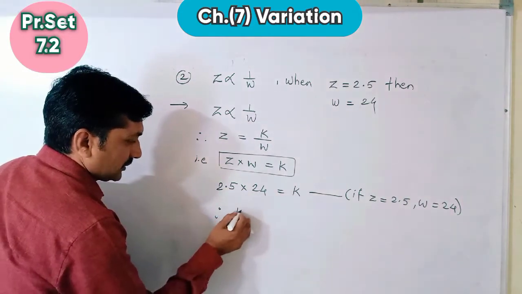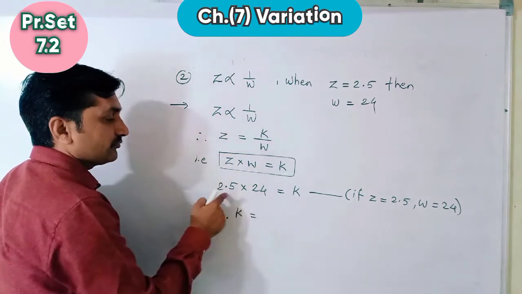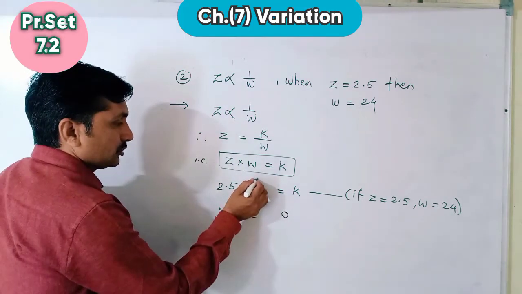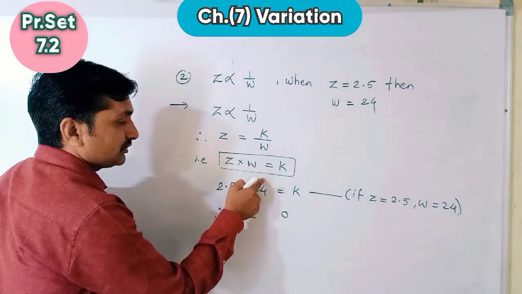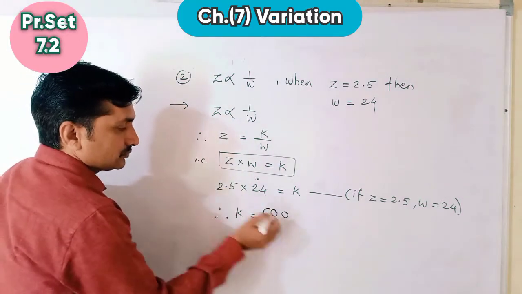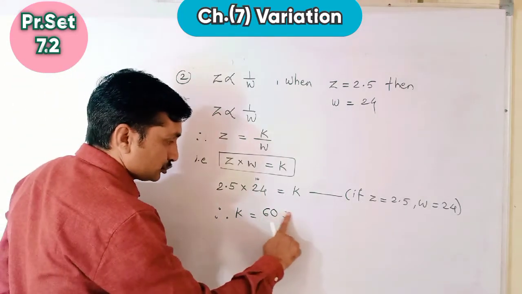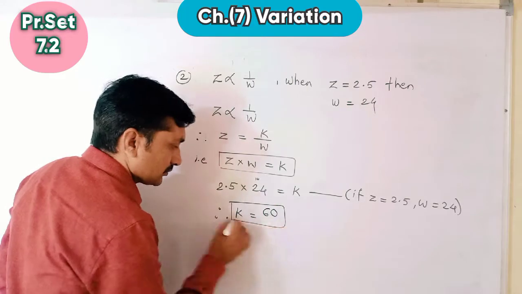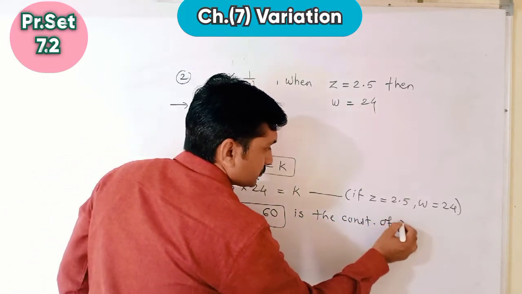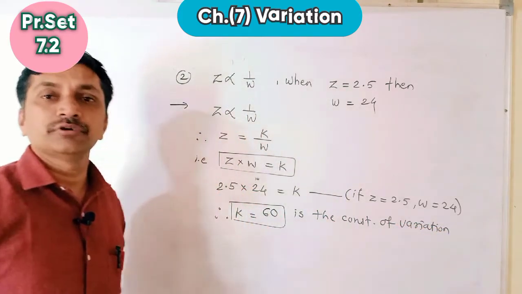Therefore k is equal to 25 fours are 100, 0, 10, 25 twos are 50, 50 plus 10 is 60. Okay, and the point will come here. Therefore here k is equal to 60, which is the constant of variation.